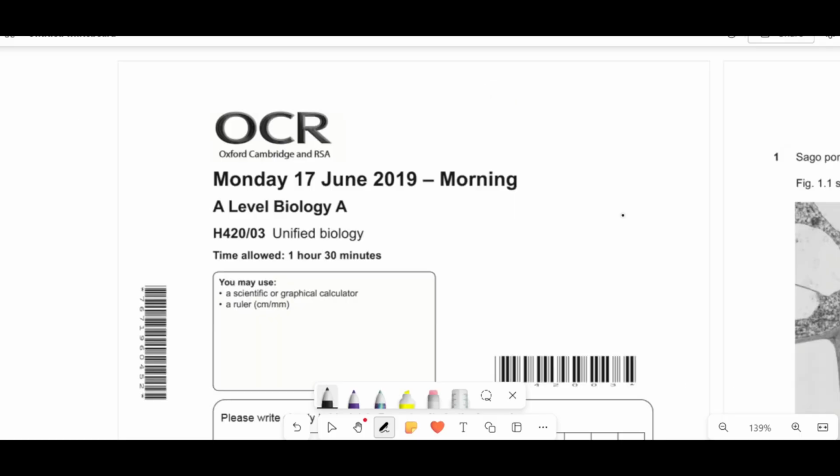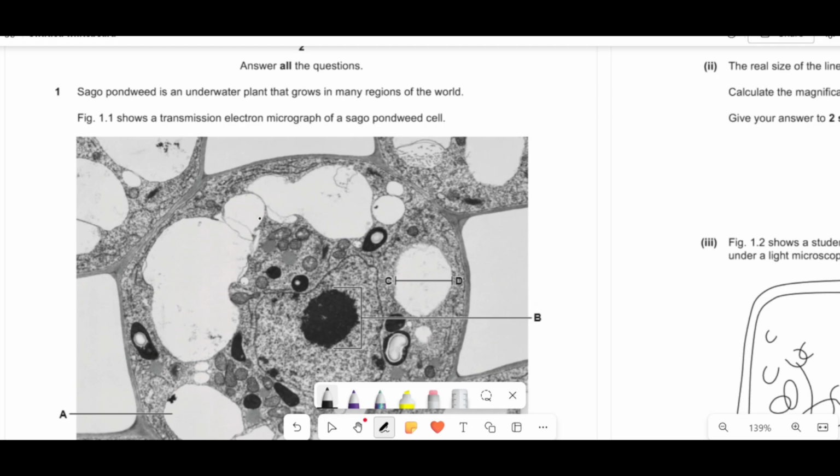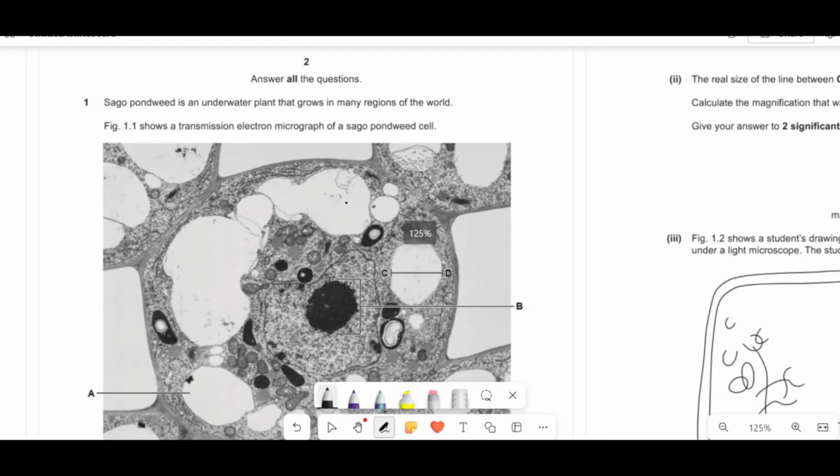Welcome back to another episode of the A-Level Cookbook. Today, we're going to be doing the OCR A-Level Biology A, June 2019, Paper 3. So let's get started. Sago pondweed is an underwater plant that grows in many regions of the world, and here's a transmission electron micrograph of this pondweed cell.